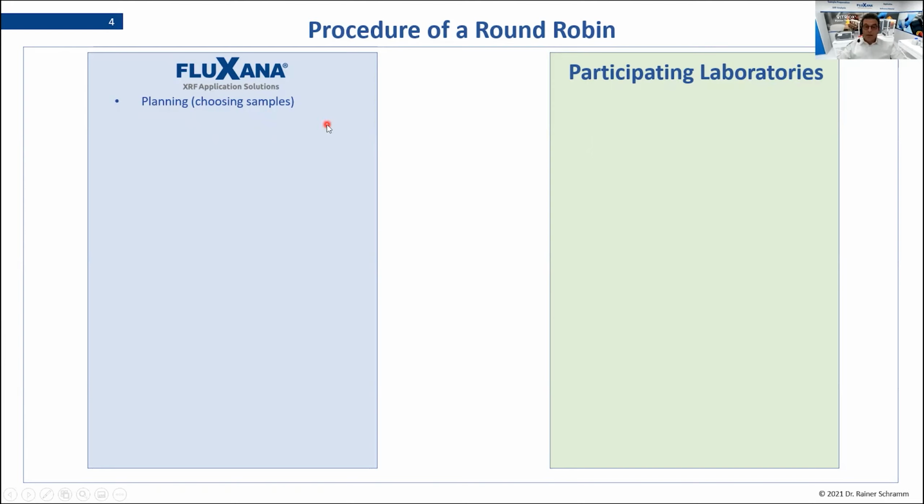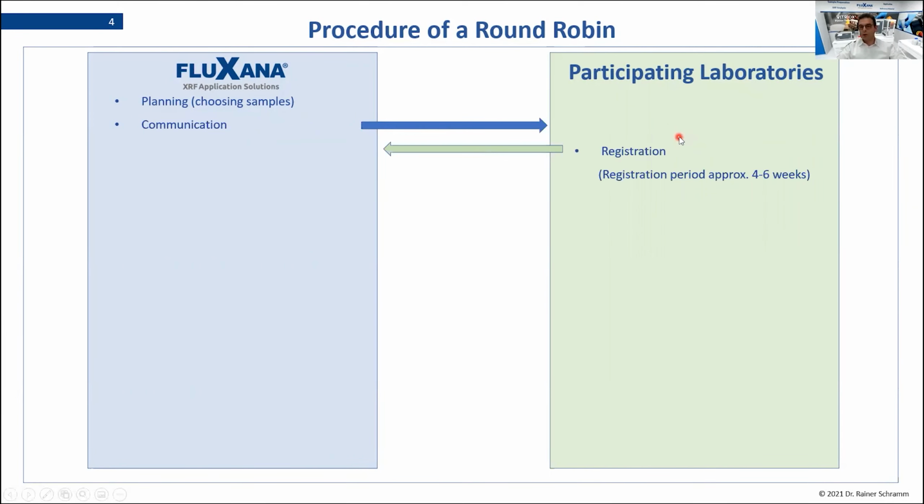So when a sample has been chosen, then, of course, we communicate this, we do some advertisement, we put it on a website, send it in our newsletter to you, so that you have a chance to register and show your interest in participating in such a round robin. Then, of course, you will get an invoice to cover a little bit the costs of this round robin work.